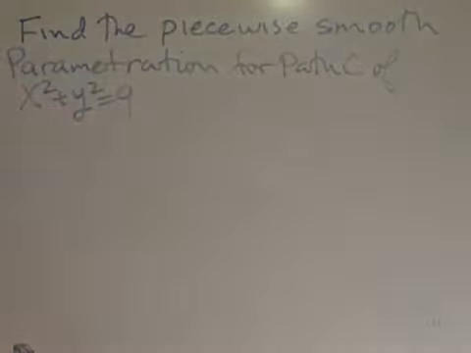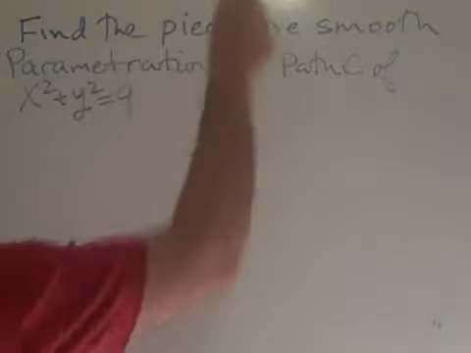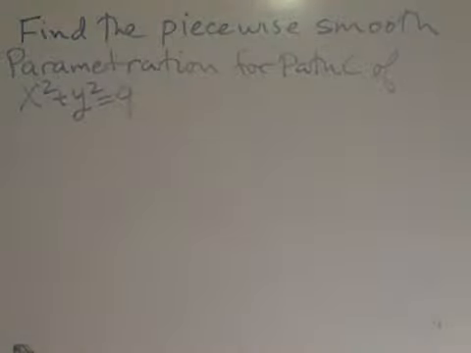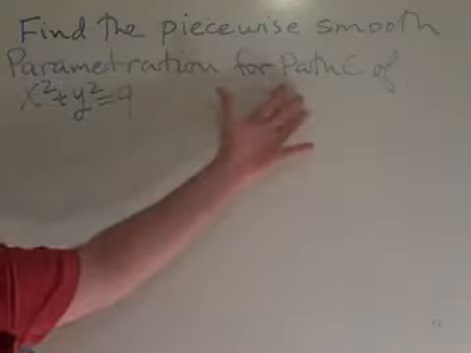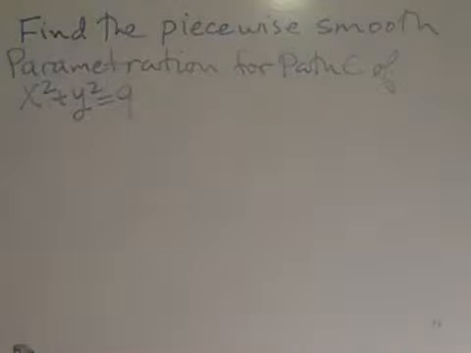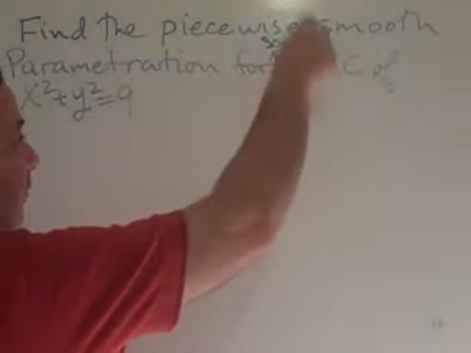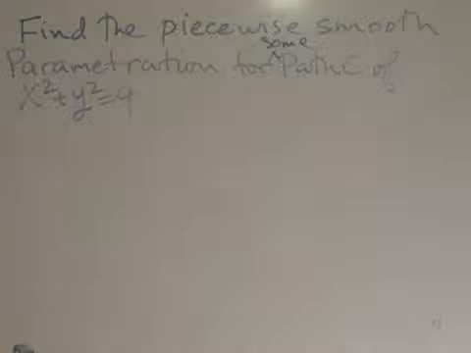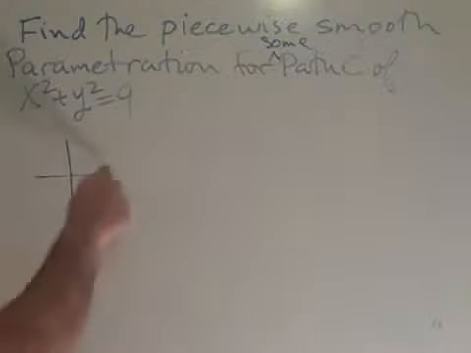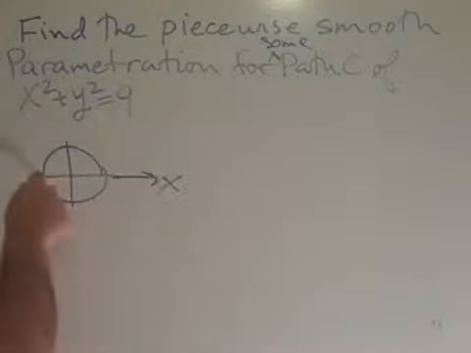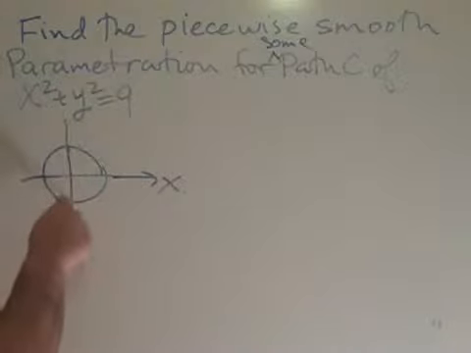Suppose you were asked to find the piecewise smooth parameterization for some path C of x squared plus y squared equals 9. That is, we need to figure out what it is. X squared plus y squared equals 9. Well, that's just a simple circle centered at the origin, a radius 3.